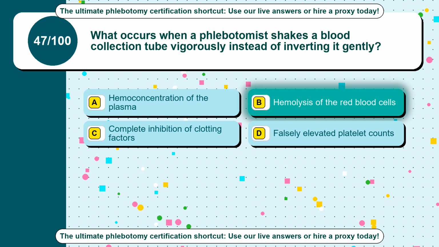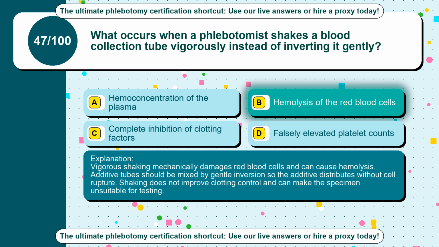The correct answer is option B, hemolysis of the red blood cells. Vigorous shaking mechanically damages red blood cells and can cause hemolysis. Additive tubes should be mixed by gentle inversions so the additive distributes without cell rupture. Shaking does not improve clotting control and can make the specimen unsuitable for testing.